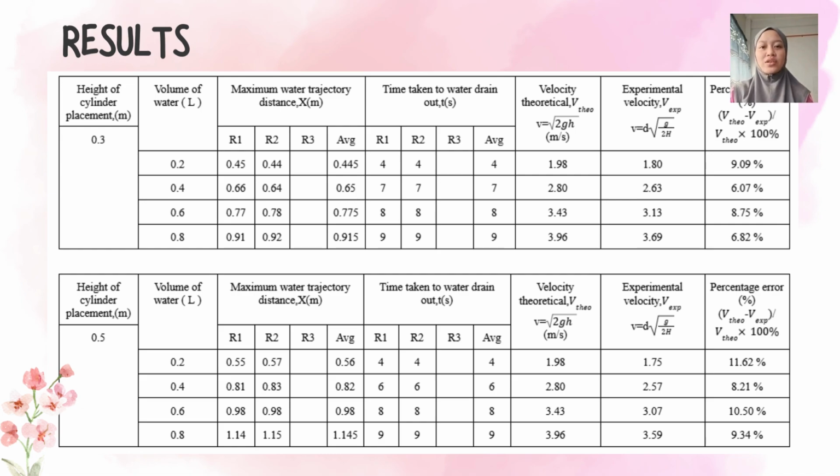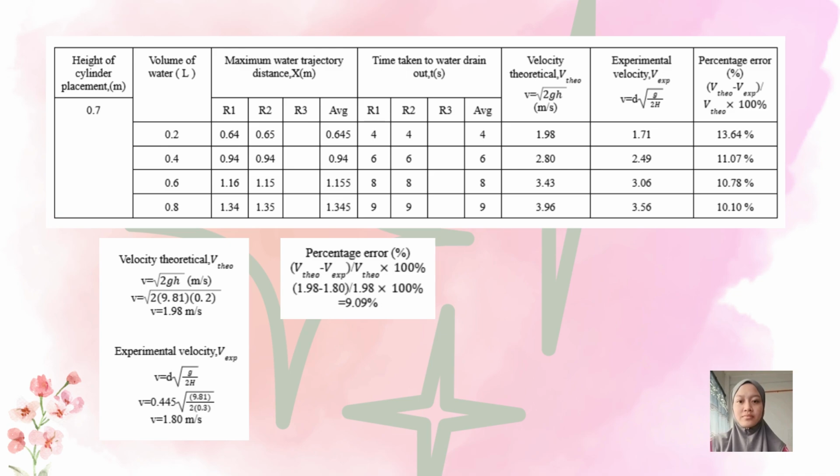Next, this is our result for this experiment. We use heights of the cylinder placement from the ground of 0.3, 0.5, and 0.7. And from the data, we calculate the theoretical velocity, the experimental velocity, and the percentage error.